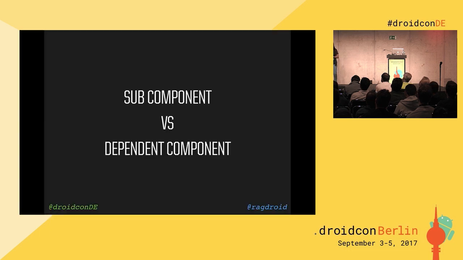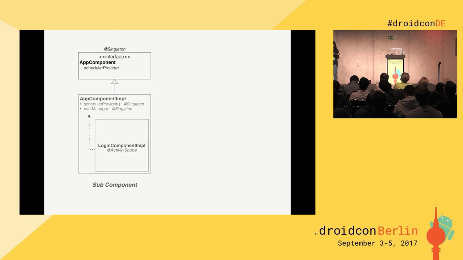So let's come to the differentiation, and let's try to look at the code and also the generated code, and let's try to solve this problem. So this is what we are going to create. There's going to be an app component, which is going to be a singleton interface. It is going to expose the scheduler provider. And then there is going to be an implementation of app component, which Dagger is going to generate for us.